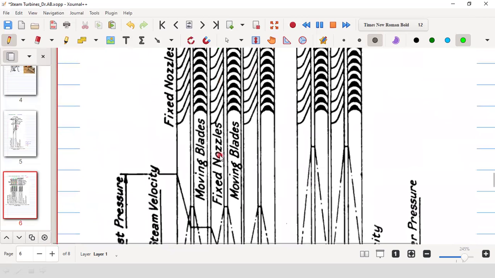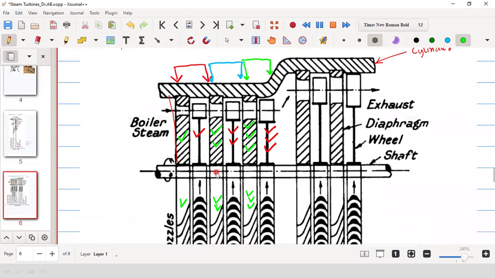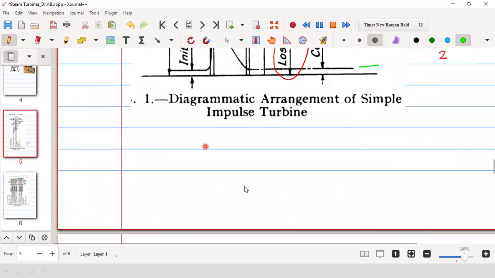In the fixed plate there will not be any pressure reduction because it is velocity compounded. You are reducing the velocity in a number of stages. So basically follow the first one.